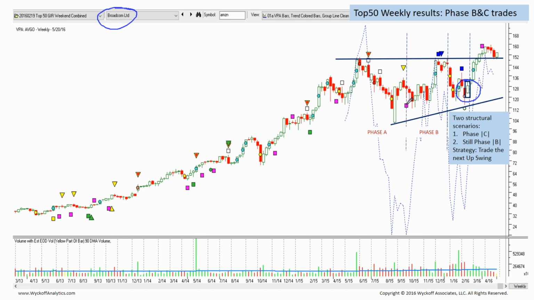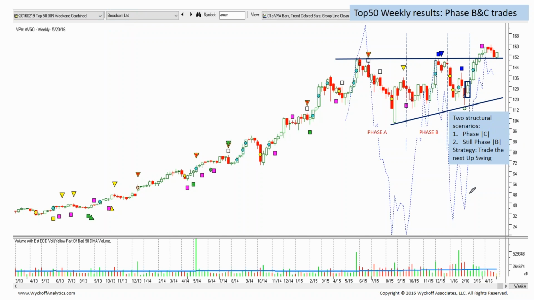So from this perspective, this scan result for this particular stock is actually quite good, because we are at the support level, we are retesting the previous lows right here, and we are creating two structural scenarios. We could possibly be in phase C, which is the last phase of the testing process, or we could still be in phase B, which would suggest more consolidation.